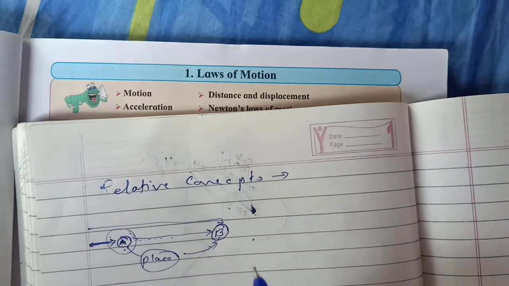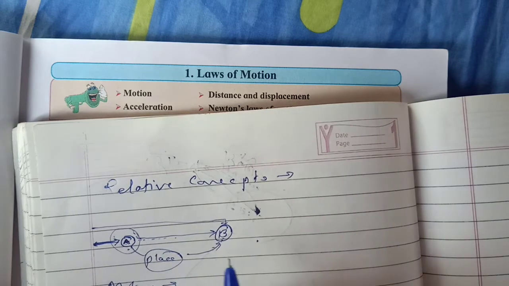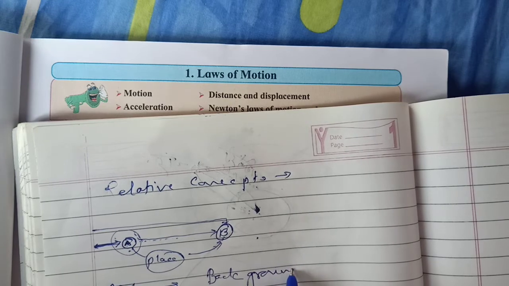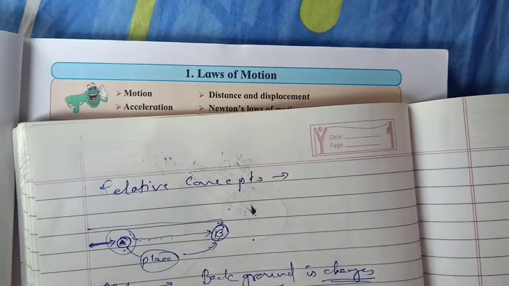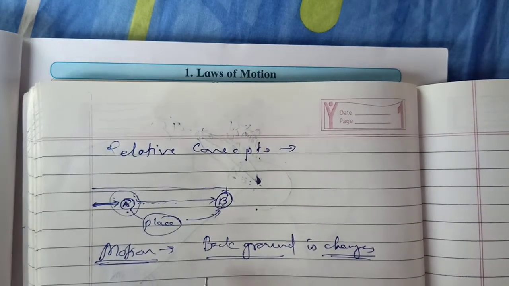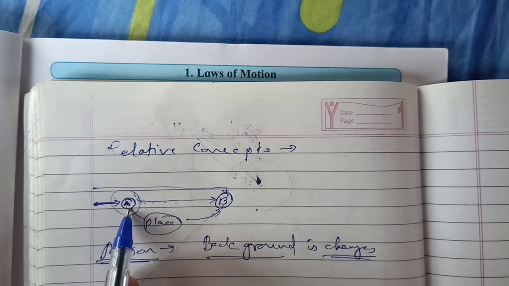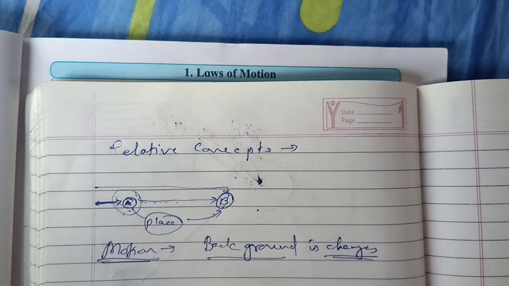So motion can be called a relative concept, because in motion the background of the object changes. That's why motion is called a relative concept. It is related to the object and its background, which are interrelated. If the background of the object changes, then we can say it is in motion.